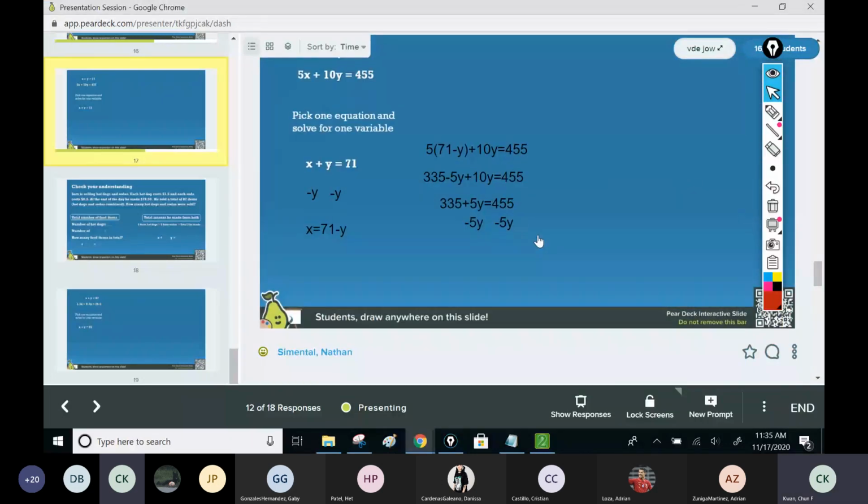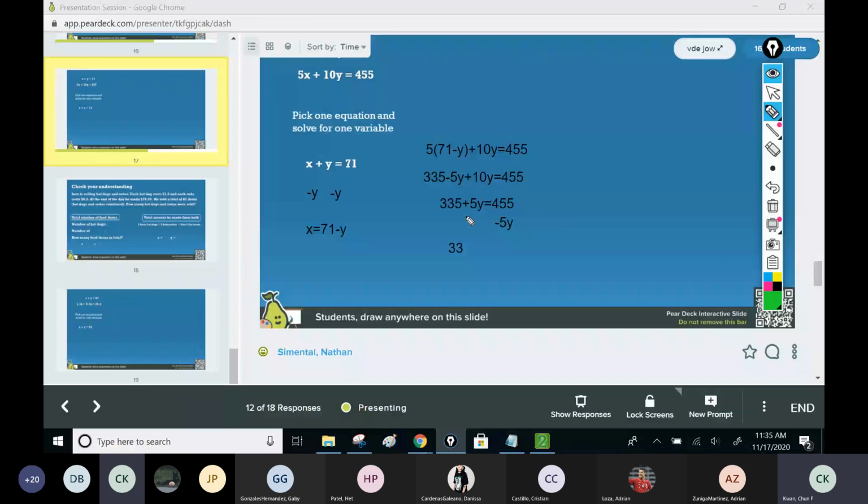Okay, Nathan, stop for a second. All right, so everything is good so far, but if your goal is to solve for y, you need to remove the 335. This is what you need to deal with. You have to leave the -5y alone for now.